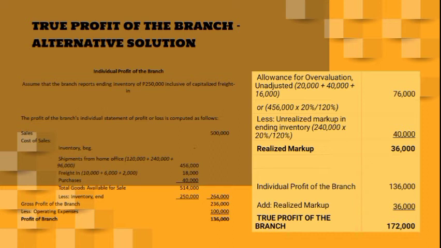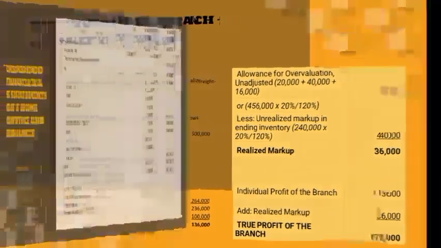Since we already computed the individual profit of the branch, which is 136,000, then add lang natin yung computed realized markup of 36,000. Then we could get the true profit of the branch, which is 172,000. So guys, same ba siya with the previous computation? Yes or yes? Alright, absolutely the same. Now let's move on to the next slide.